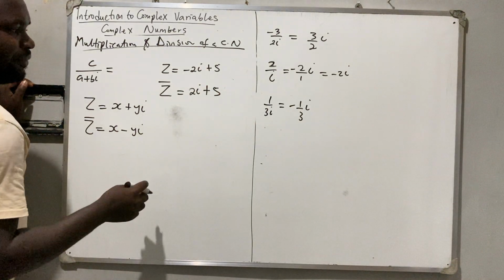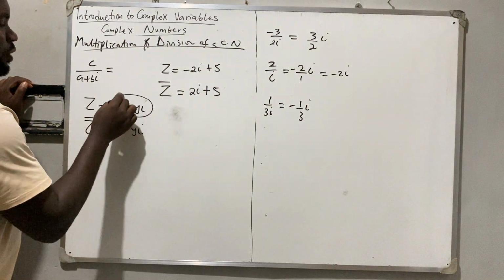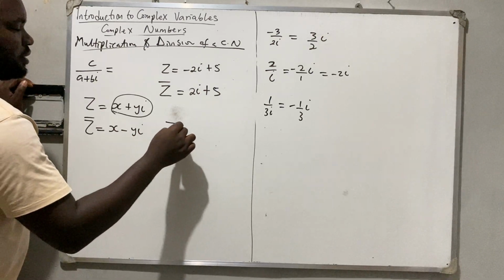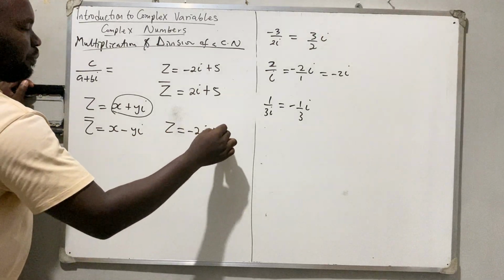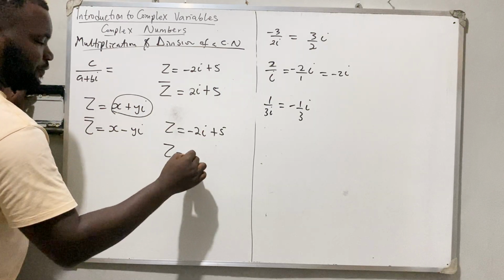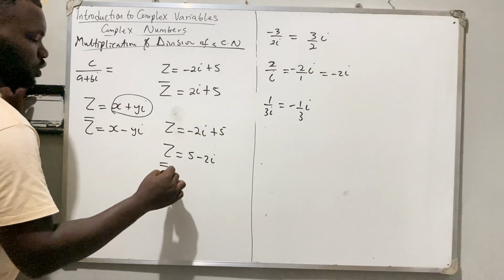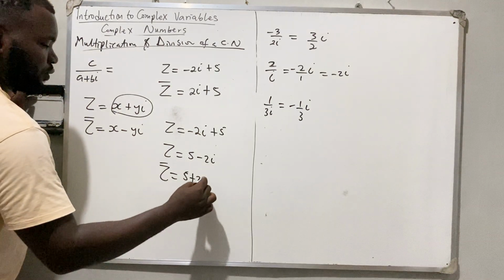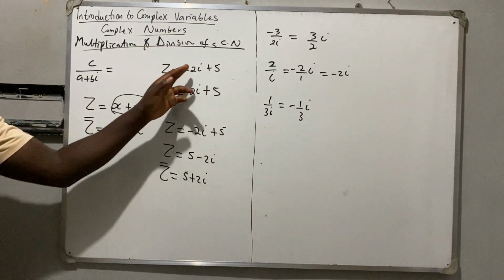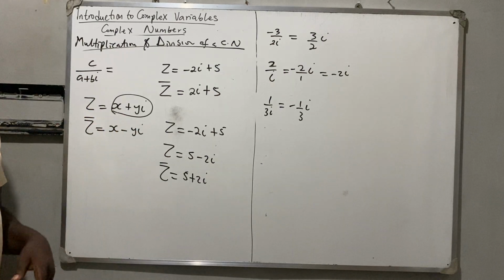Or rather, instead of making mistakes, always arrange a complex number in the form where the real part comes first before the imaginary part. So if a lecturer gives you z is equal to minus 2i plus 5, change it to the normal complex number form, z is equal to 5 first, then minus 2i. So that if you now want to get the conjugate, it will be what? 5 plus 2i, which is exactly the same thing here. Or you go straight and change the sign of the imaginary part. So that is what we mean by the conjugate of a complex number.